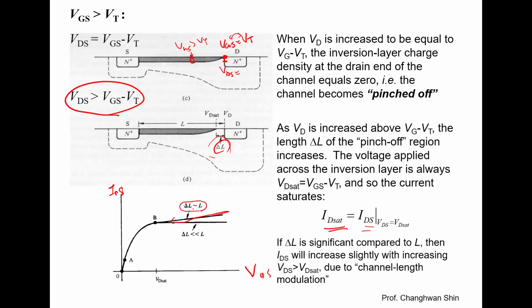So if delta L is approximately equal to the channel length, in other words, the physical channel length is quite aggressively scaled down, the pinch-off region delta L is quite similar to L. We may not see the saturation current. We must see an ever increasing, monotonically increasing drain to source current as VDS increases.